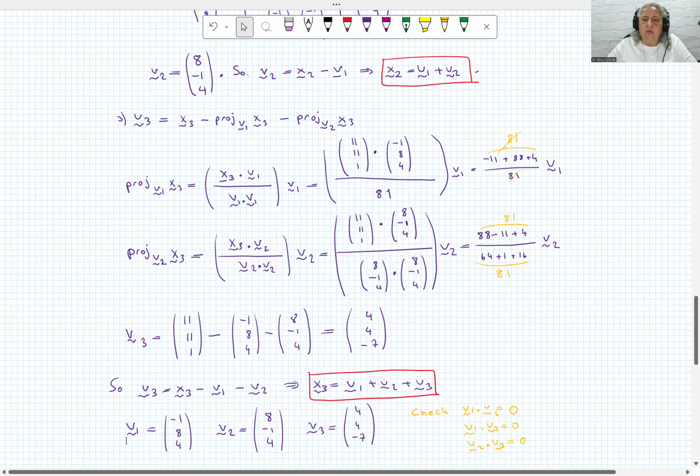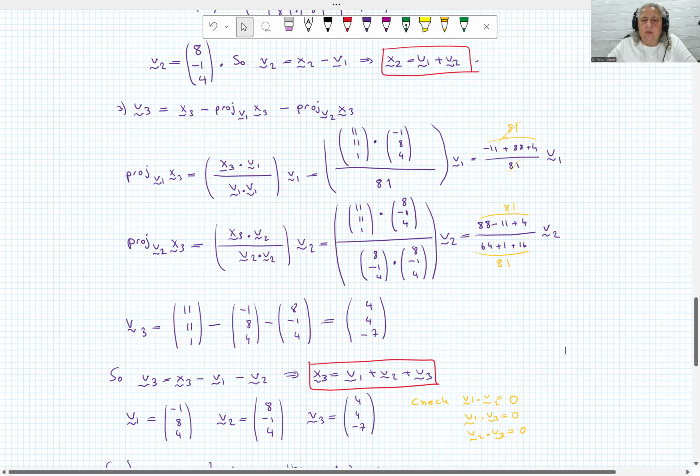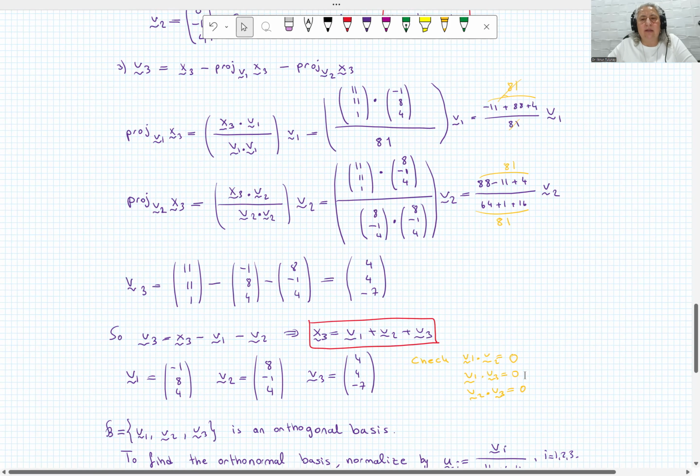So we found v1, v2, v3. If you check, it is always a good idea to check in this example because usually these examples are really long examples.